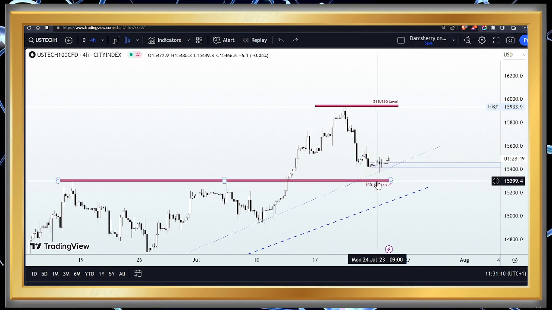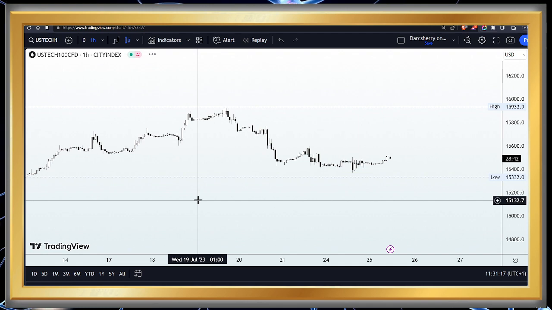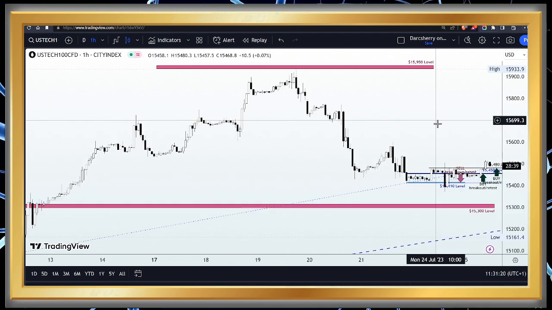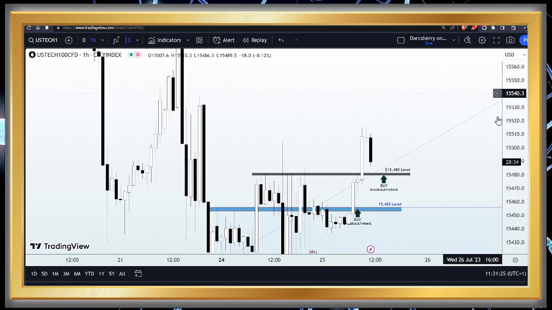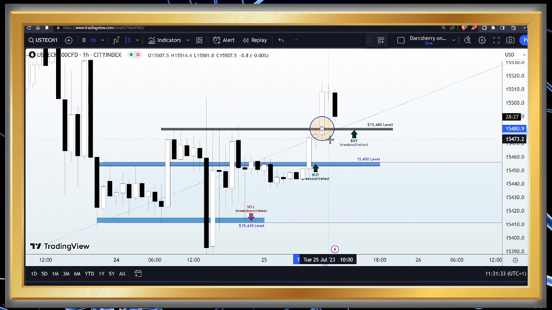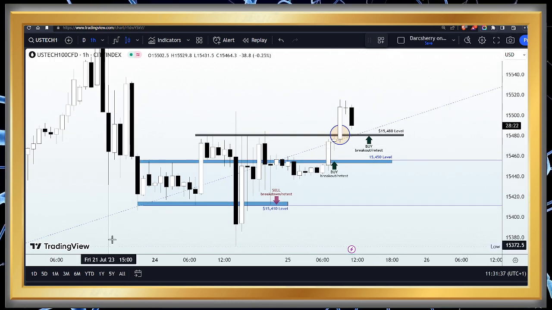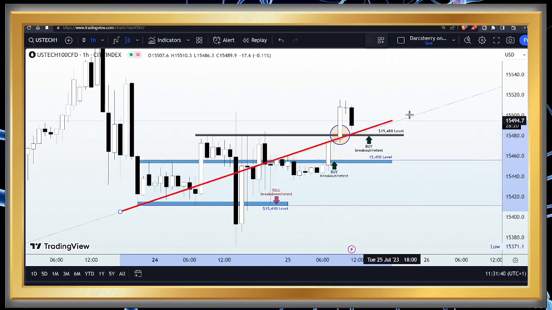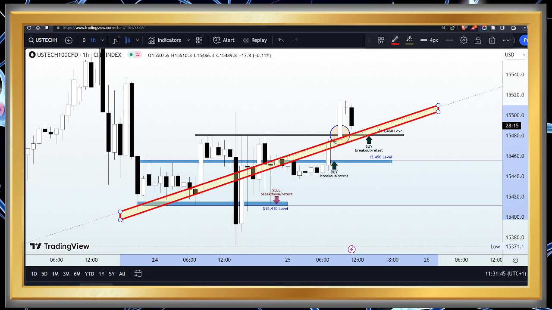So with this information right here, let's scale back down into the 1 hour time frame, where we shall be making an informed decision for today's trading session. Now, scaling back into the 1 hour time frame, this is what we have been seeing here. And right now we have a wider range where we already have a breakout of the 15,480. That is one. And secondly, we have price action currently trading above that ascending trend line we identified on the 4 hours time frame.